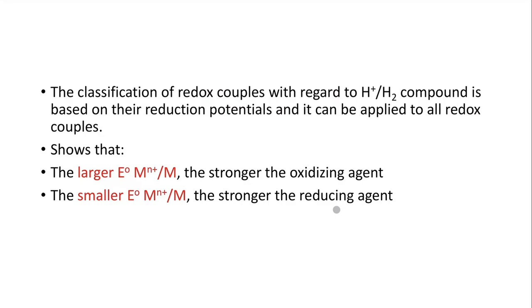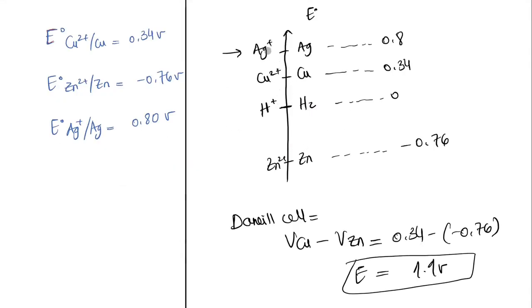So we classify redox couples by comparing them to the reference, which is the hydrogen couple, based on the reduction potentials, and it can be applied to all redox couples. Here we have only three metals, but all we have to do is associate the metal to the hydrogen half cell, get E through the voltmeter, and calculate the reduction potential by assuming that the hydrogen couple, the SHE, is equal to 0.